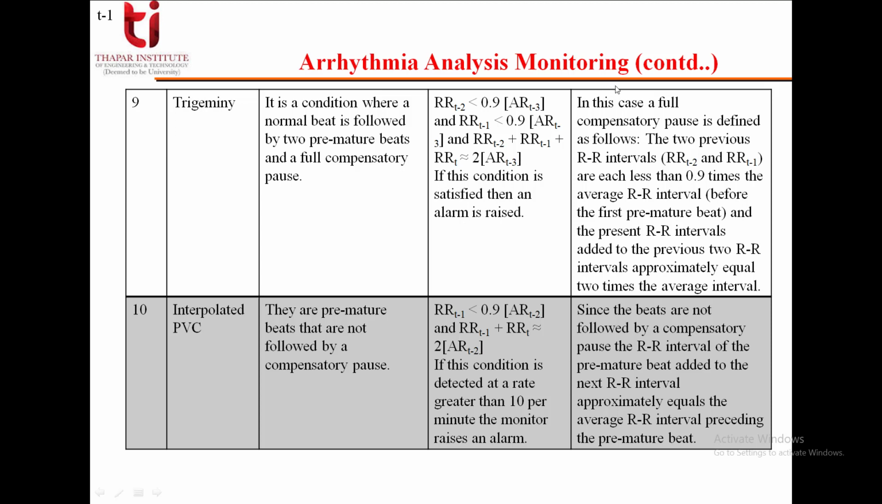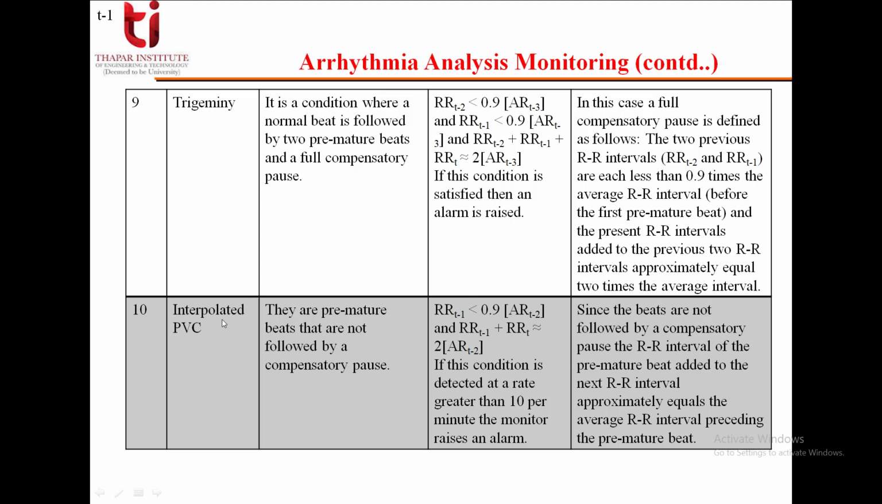Now in this case, a full compensatory pause is defined as follows. The two previous RR intervals, that is RRT minus 2 and RRT minus 1, are each less than 0.9 times the average RR interval before the first premature beat. And the present RR interval, that is RRT, added to the previous two intervals approximately equals two times, basically twice, the average interval, that is ART.